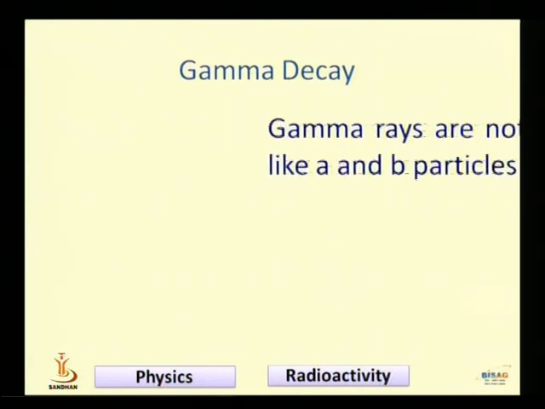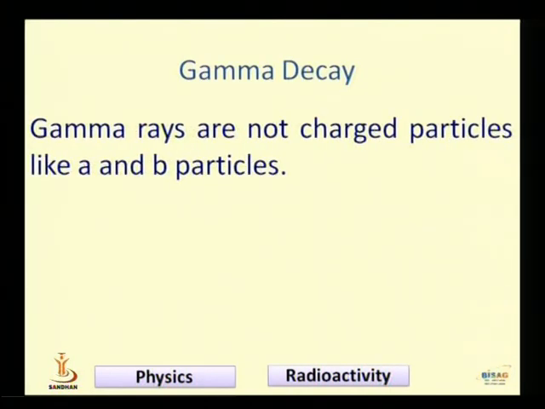Now the gamma decay. Friends, gamma rays are not charged particles, like alpha and beta particles. Gamma rays are electromagnetic waves. They do not have any kind of charge. But one interesting thing is that gamma rays have much more energy compared to alpha and beta rays. That's why they have more penetration power compared to alpha and beta rays.